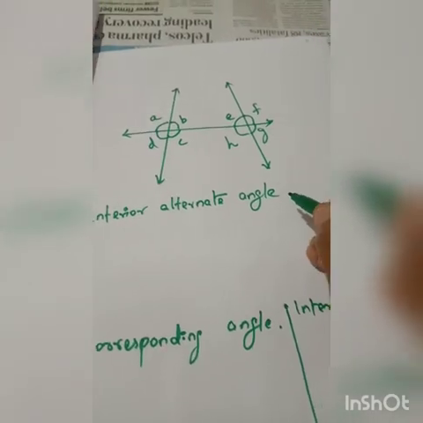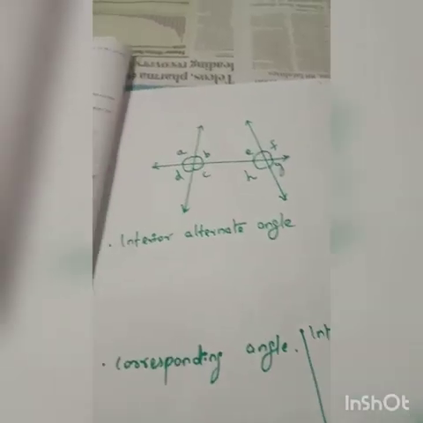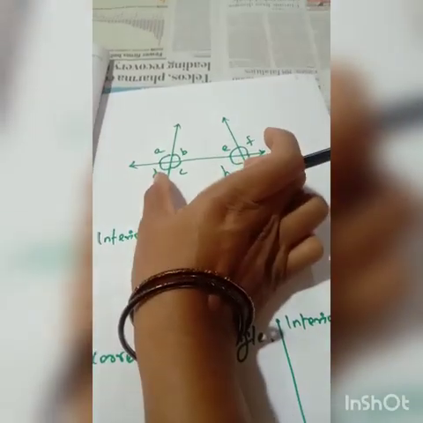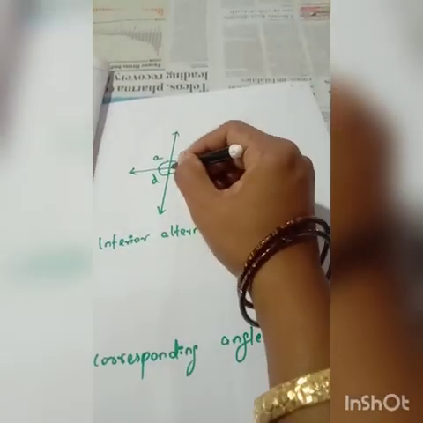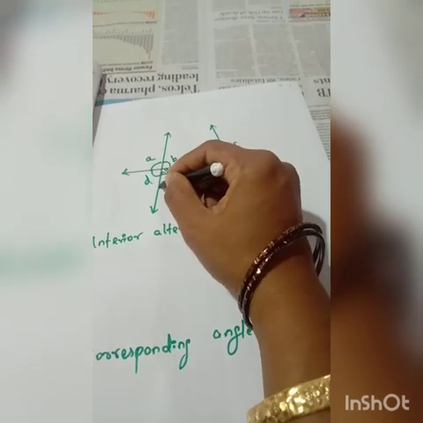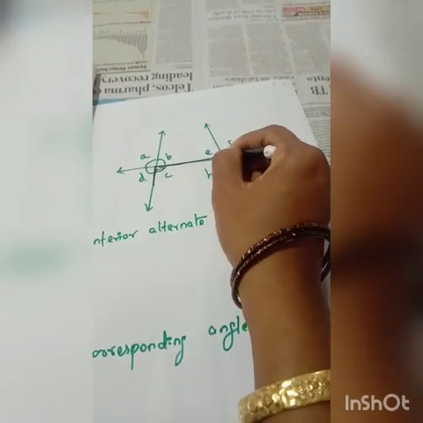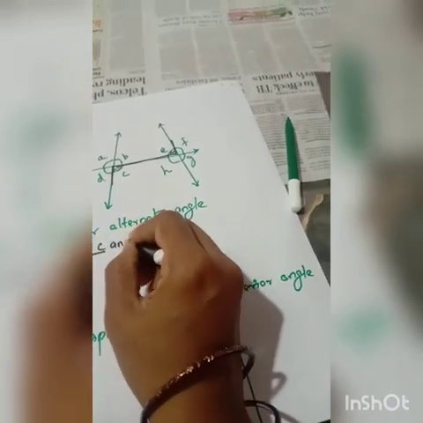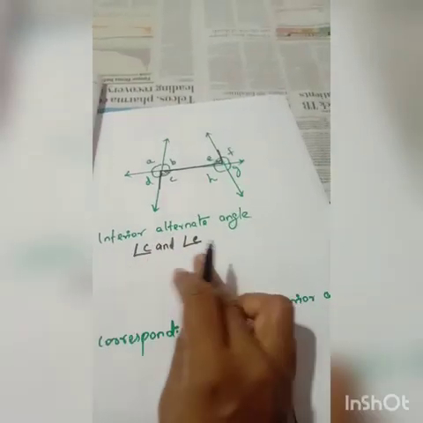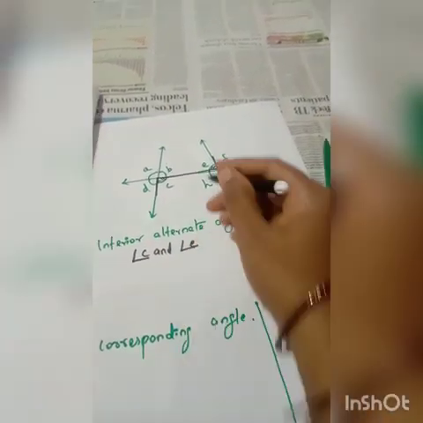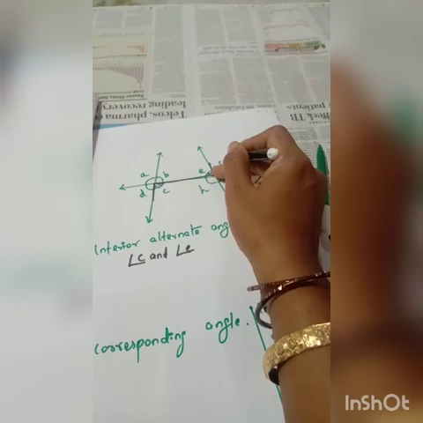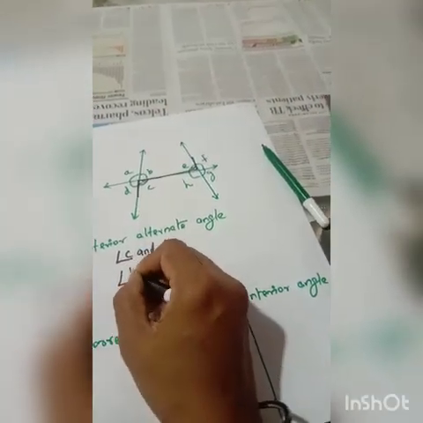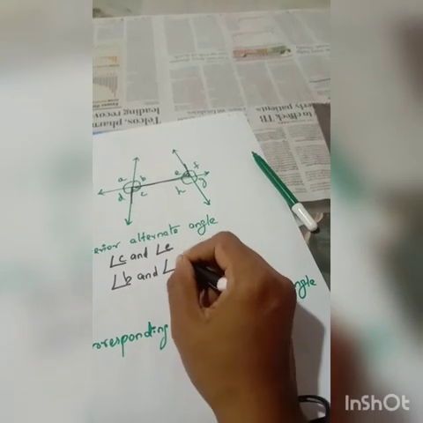Interior alternate angle. Here you see, these are interior angles. Angle C. If I make a Z, angle E. So angle C and angle E. While writing, two angles you have to write. The next one, C and E is over. The next one, B and H. Angle B and angle H.